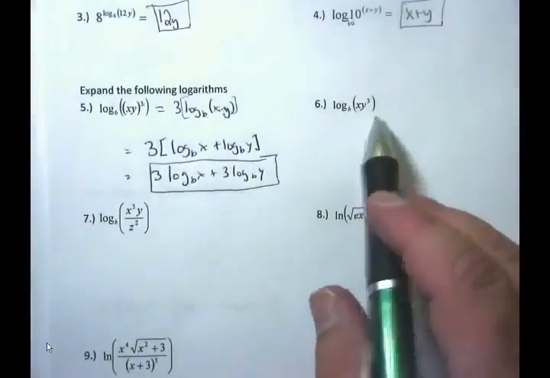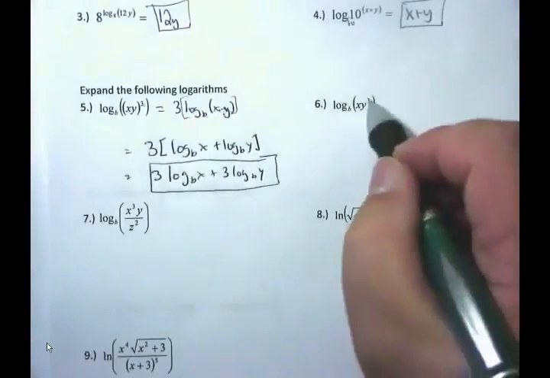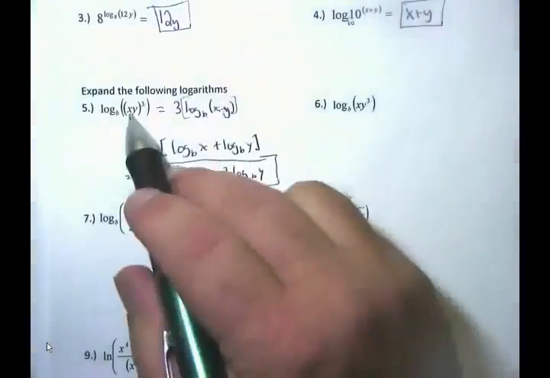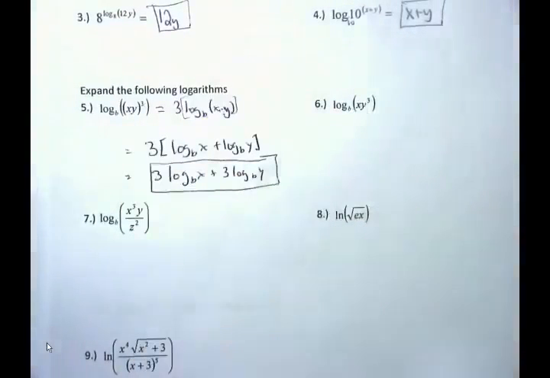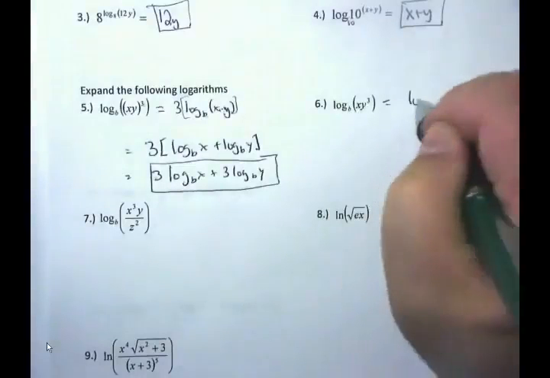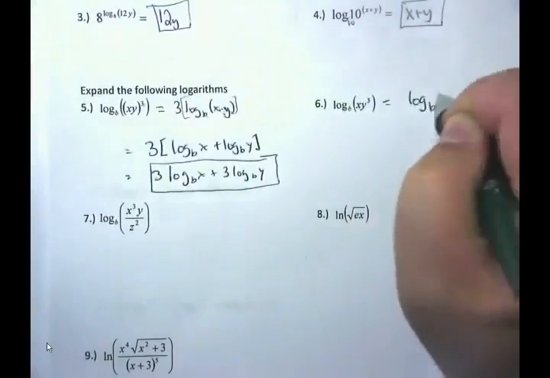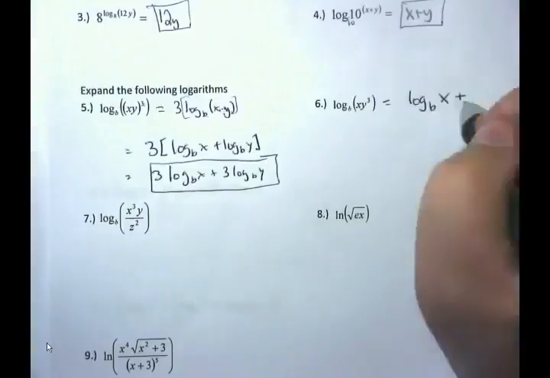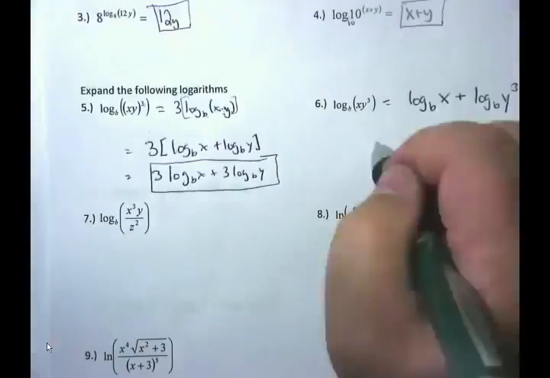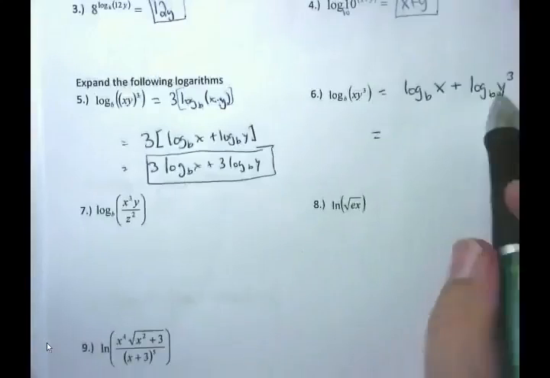Compare that one to this one, though. With this one, order of operation is different. This one, it's x times y cubed. So the y only has the cube to it. Does that make sense? Subtle difference between this problem and this problem. Notice where the parentheses are located. But this is still multiplication, and multiplication turns into addition. That'll be log base b of x plus, adding, log base b of y cubed.